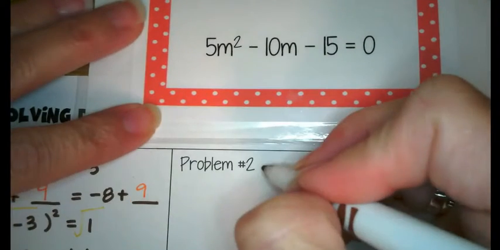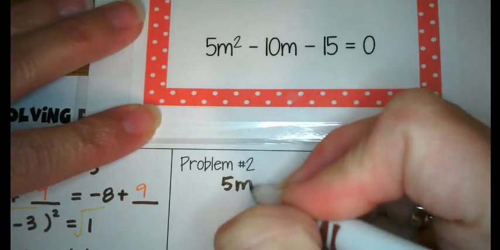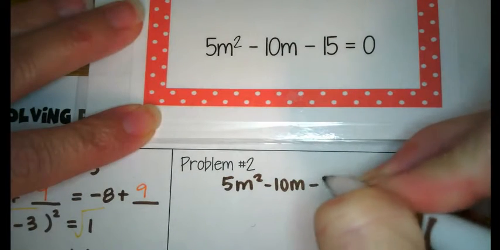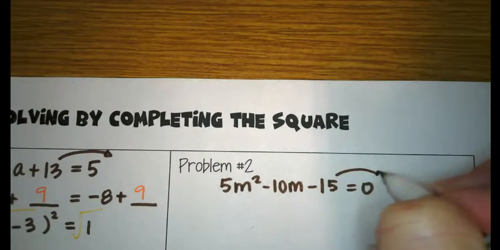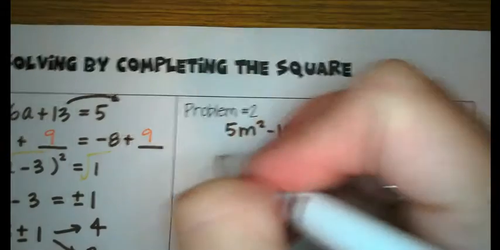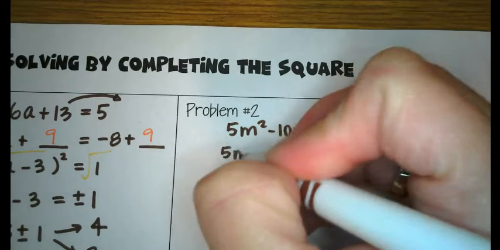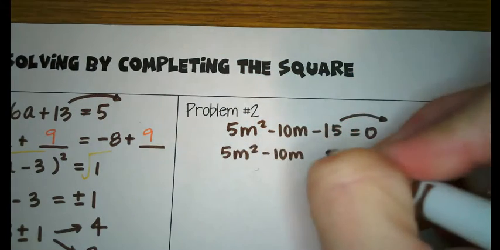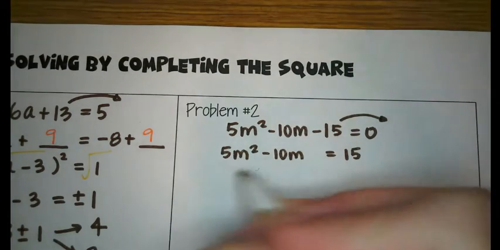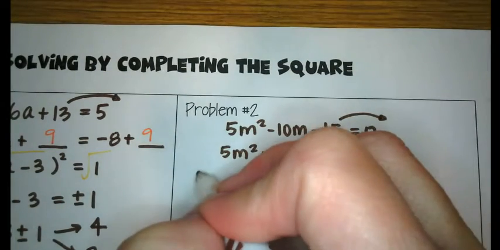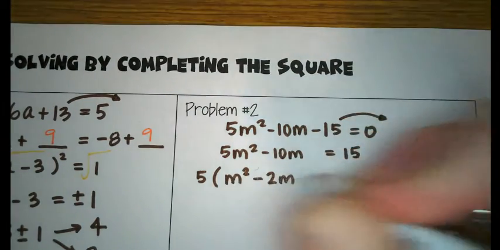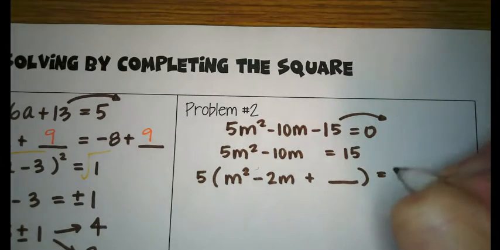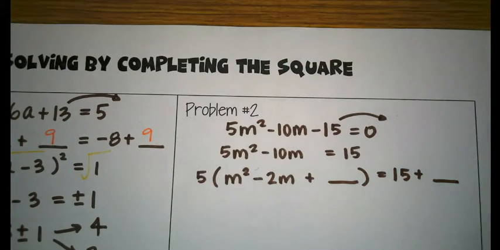Problem number 2. This one started out as 5m squared minus 10m minus 15 equals 0. So first thing we want to do is move that over to the other side. So that gives us 5m squared minus 10m equals 15. And then we need to get rid of this leading coefficient. So I'm going to factor out a 5. So that would be m squared minus 2m plus blank equals 15 plus blank.